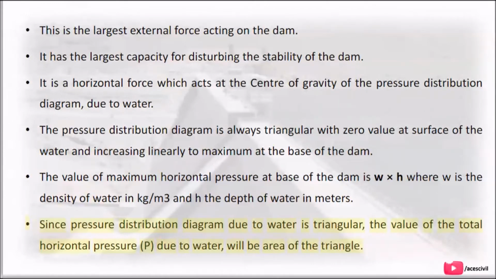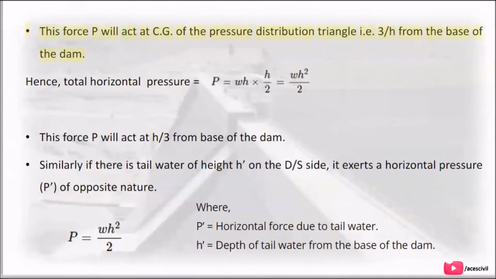Since the pressure distribution diagram due to water is triangular, the value of the total horizontal pressure, P, due to water will be the area of the triangle. This force will act at the CG of the pressure distribution triangle, i.e. H/3 from the base of the dam. Hence, total horizontal pressure equals wH²/2. This force will act at H/3 from the base of the dam.